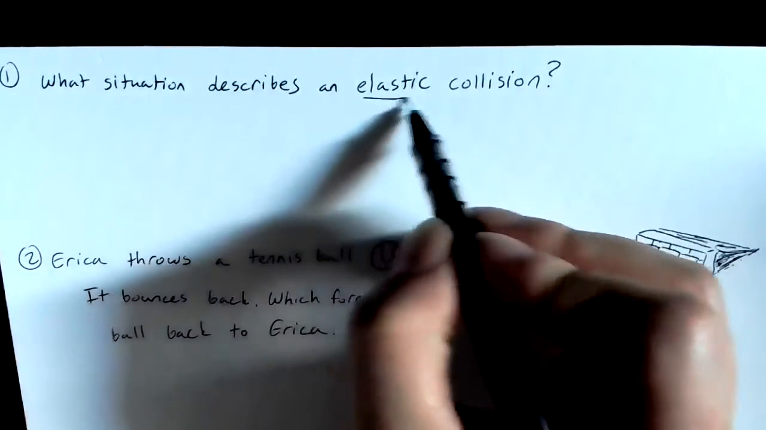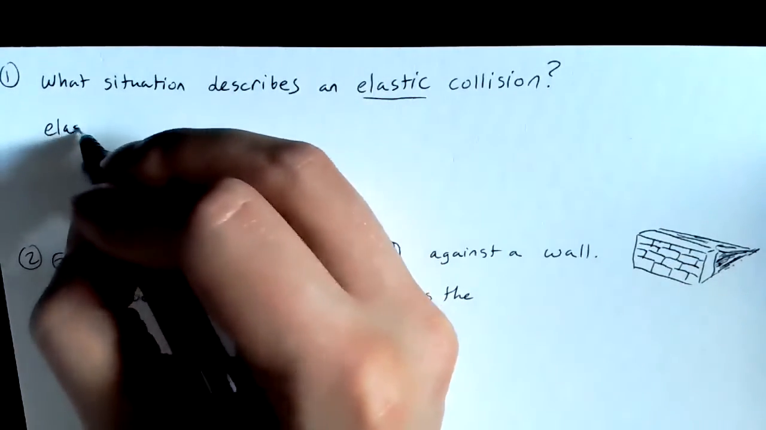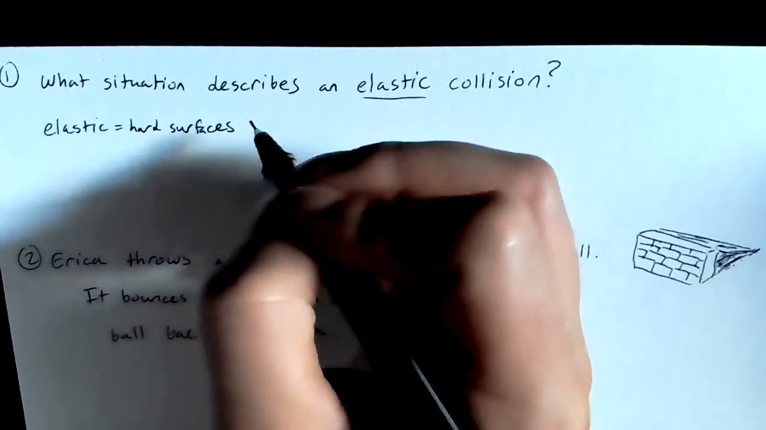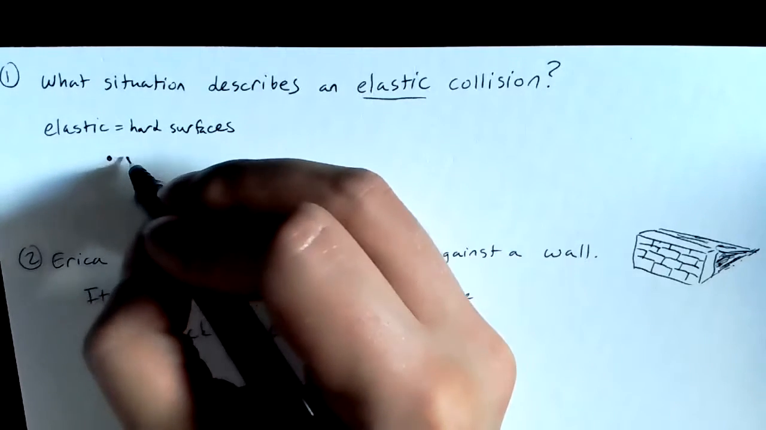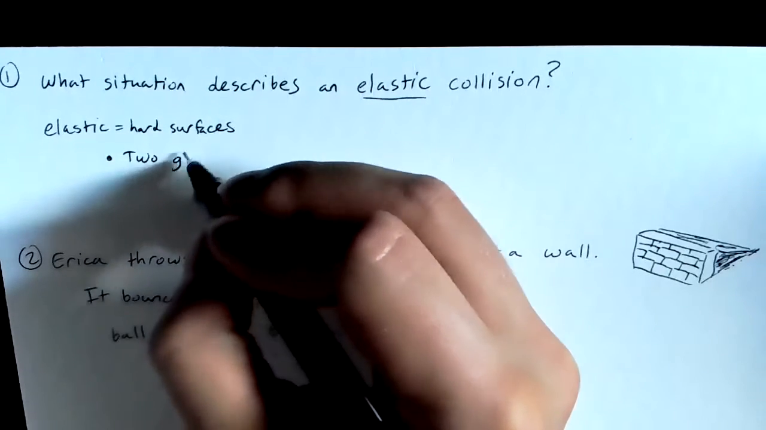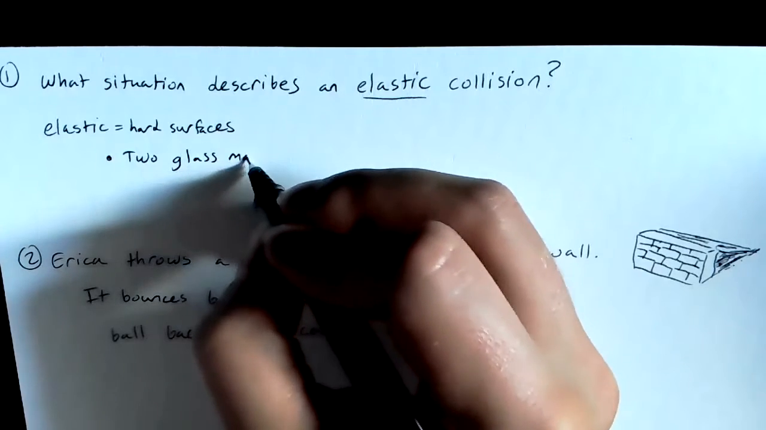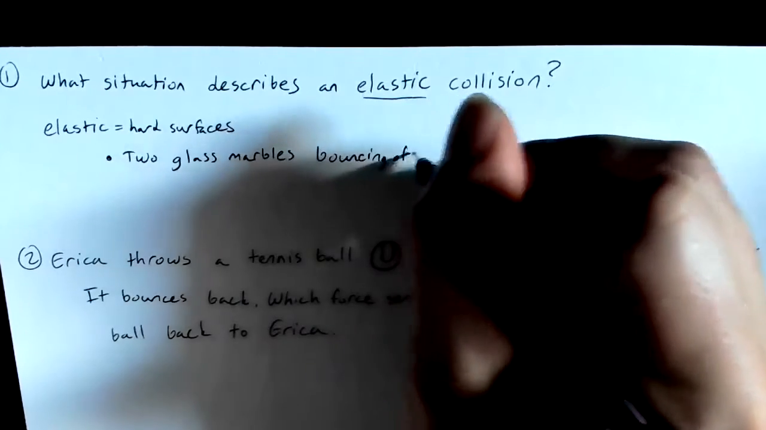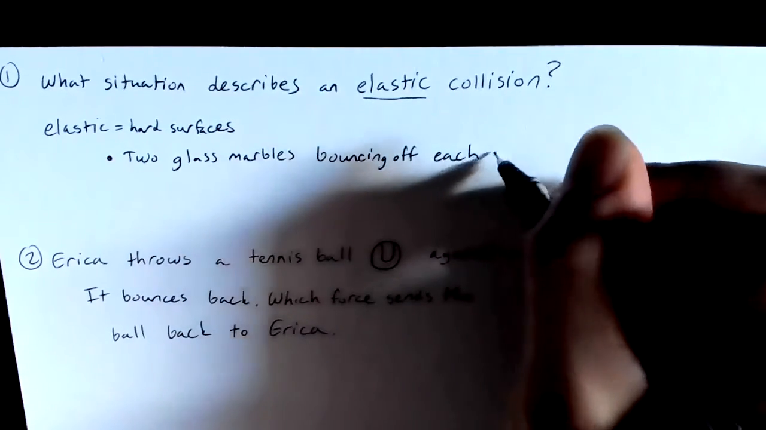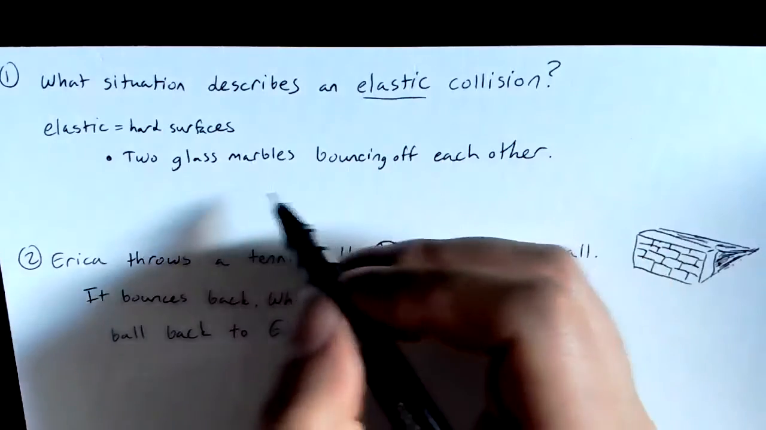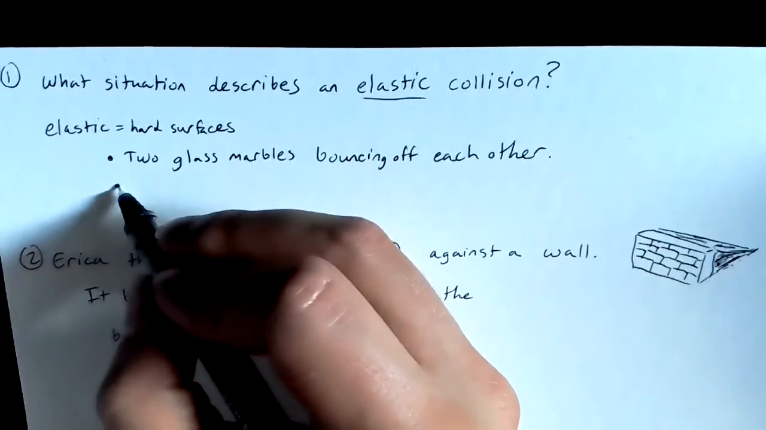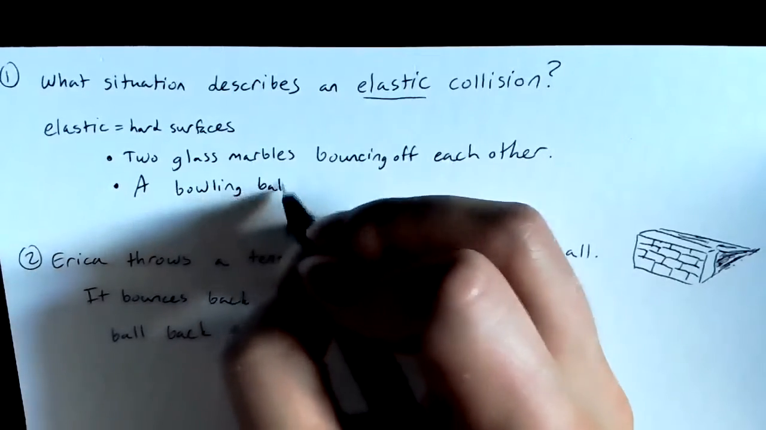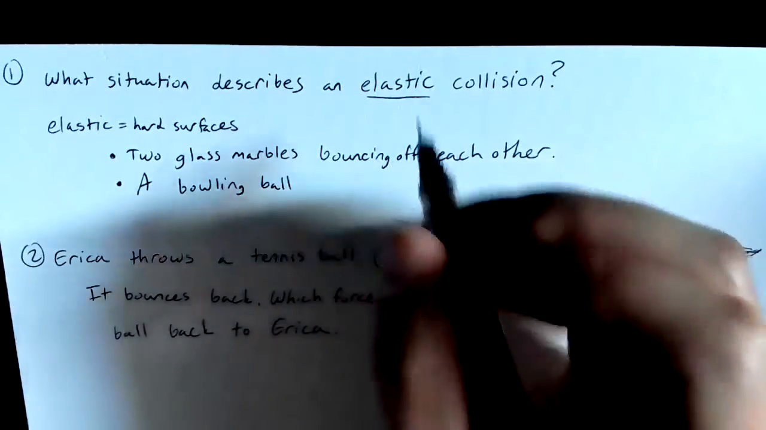Well, if you remember what elastic means, hard surfaces. So we have two glass marbles bouncing off each other. That's one example. And then another example would be a bowling ball knocks over 5 pins.